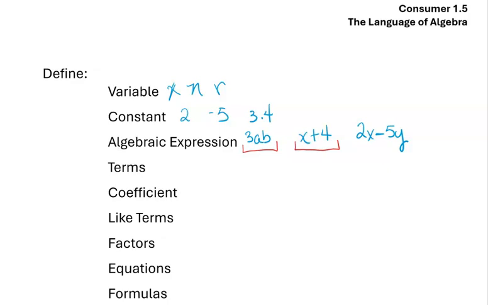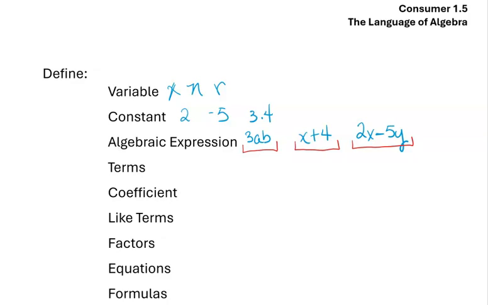Terms are separated by pluses and minuses, or the operation of addition and the operation of subtraction. This expression here also has two terms. The first term is 2x, the second term is 5y, and they are separated with the subtraction sign, or the subtraction operation. Once again, terms can be numbers, variables, or the product or quotient of numbers and variables.